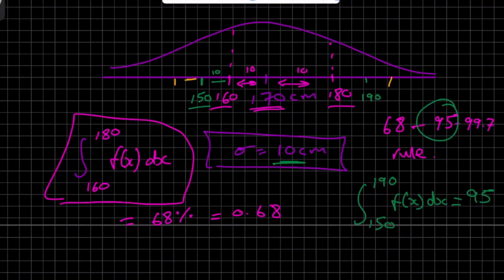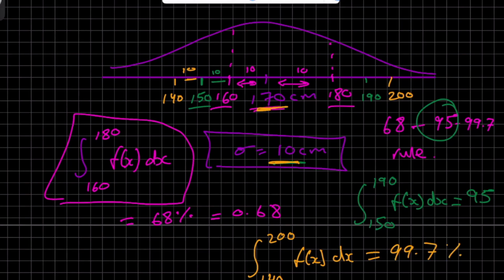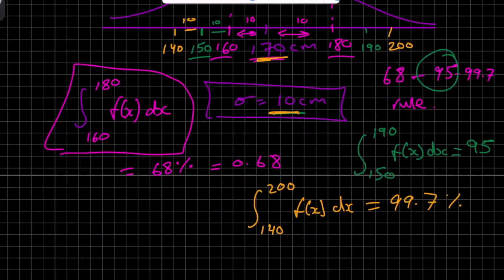The probability that somebody falls within three standard deviations of the mean, so that would be plus or minus 30. So there's another 10 here. Three standard deviations would be 3 times 10, so that's 30. So 170 minus 30 would be 140, and 170 plus 30 would be 200. So the probability that somebody falls between 140 centimeters and 200 centimeters would actually equal 99.7%. So this is your 68, 95, 99.7 rule.